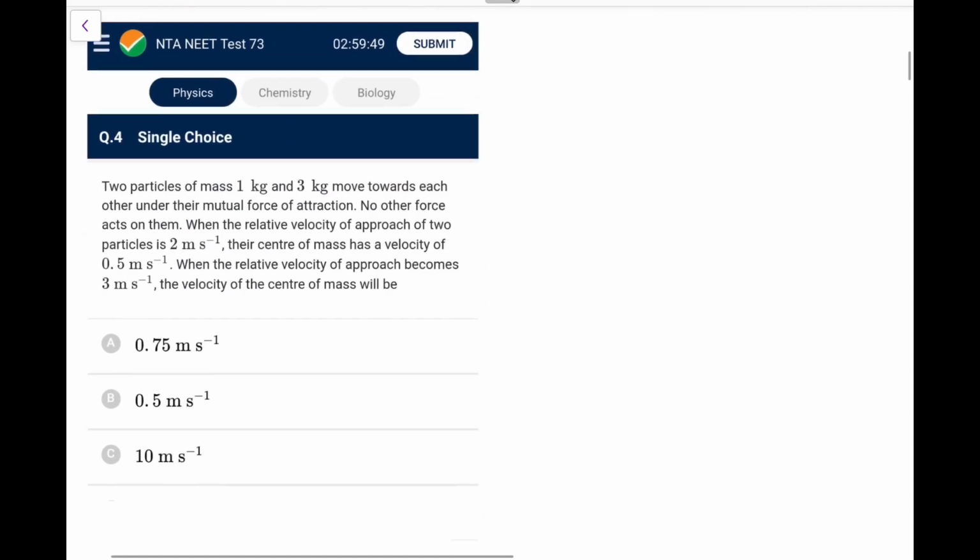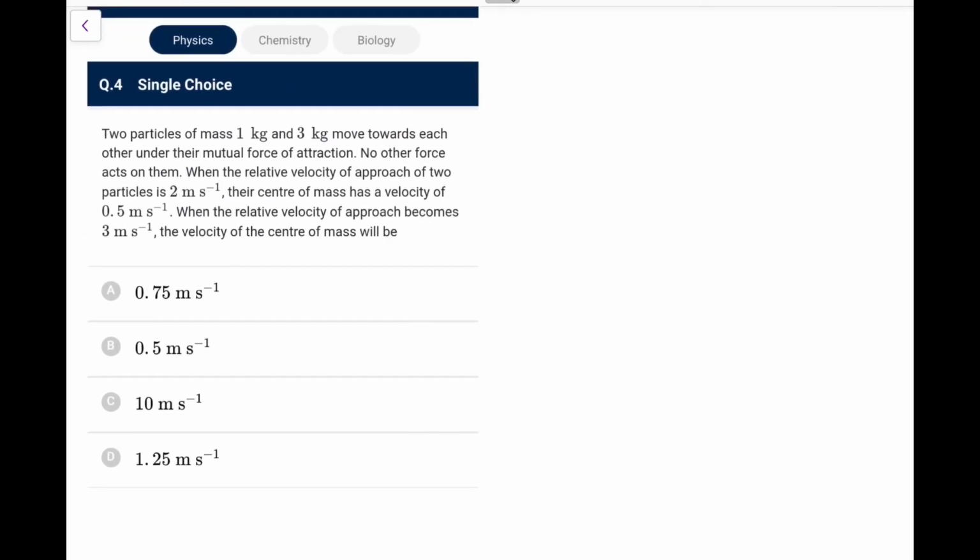So next thing we will have is question 4. We have two particles of 1 kg and 3 kg that move towards each other under their mutual force of attraction. No other force acts on them. When the relative velocity of approach of the two particles is 2, their cm has a velocity of 0.5. When the relative velocity of approach becomes 3, what is the velocity of the cm?